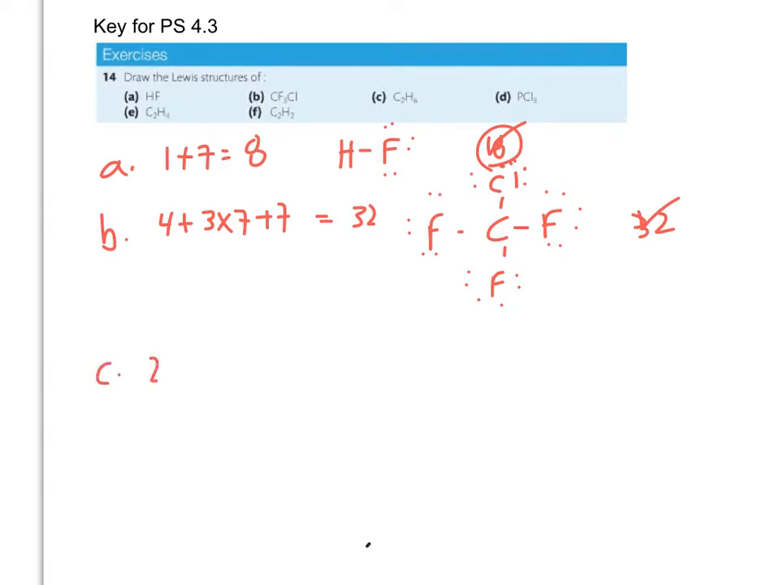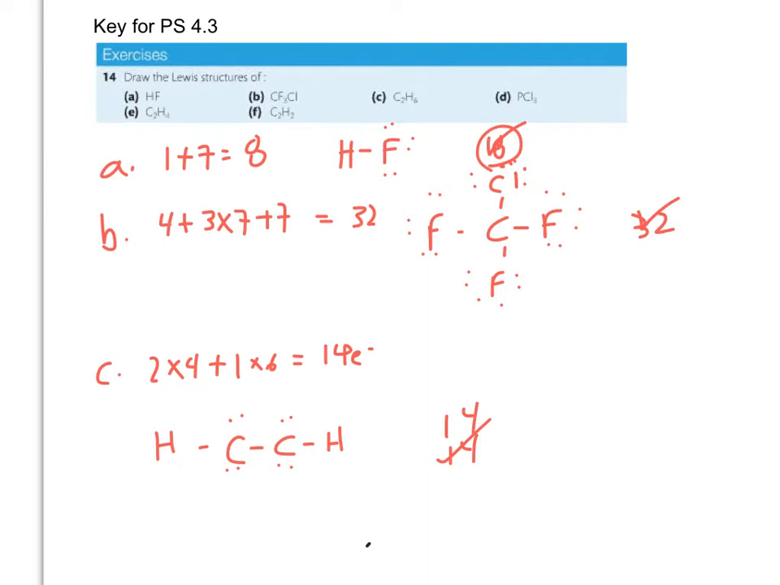C, with C2H6, I've got 4 in each carbon, plus 1 in each hydrogen, so this time I've got 8 plus 6, I've got 14 electrons. And now when I draw a single bond to join my 2 center carbon atoms, attach my hydrogen, I would need 2 lone pair on each carbon, and now when I count up, I've used 2, 4, 6, 8, 10, 12. I've used 14 electrons, and I have 14 electrons. So again, this is my correct structure. No double bonds are needed.